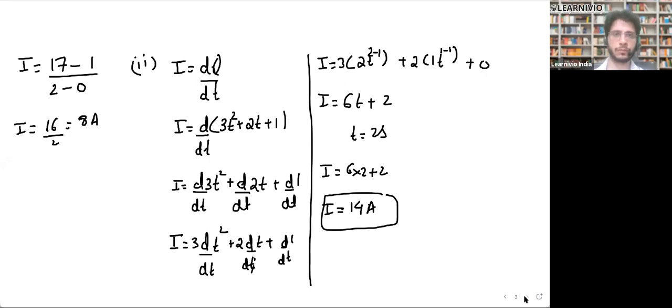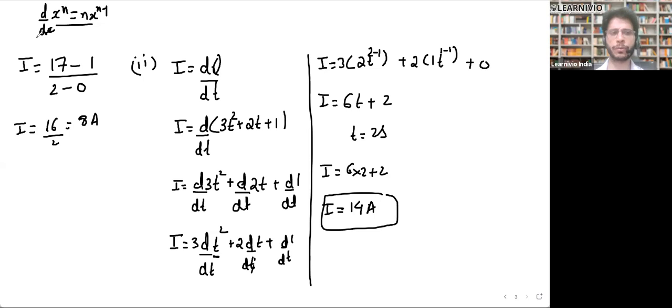Can you explain this part? See, Ahmed, this is 3 into d over dt of t square, right? When you differentiate this t square, the derivative of t square is 2t to the power 2 minus 1. That's the direct formula for differentiation of a polynomial function. Is it like we are cancelling d and t out? No, I'm differentiating. You don't know differentiation, Ahmed? No. Oh, that's the issue. The derivative of x to the power n is n x to the power n minus 1.